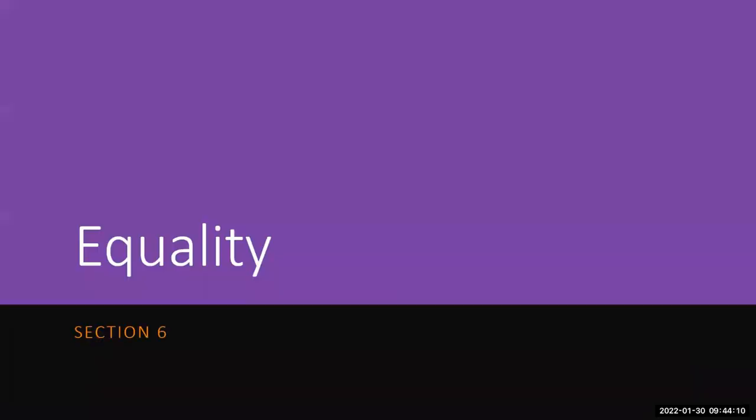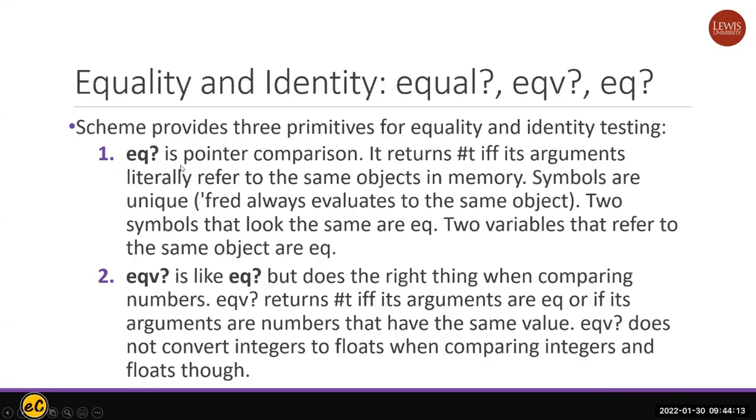Equality checking. You can use eq?, you can use the double equal sign, you can use eqv?, and you can use equal?. There are several different ways to do an equality check. Let's do it one by one. eq? is pointer comparison. It returns true if the arguments literally are the same object.